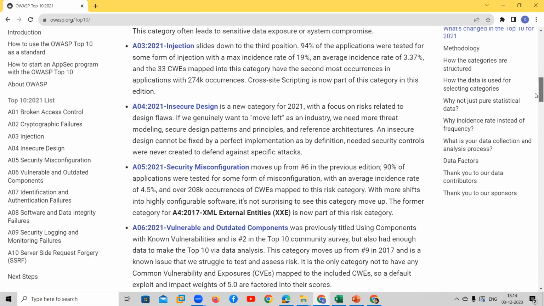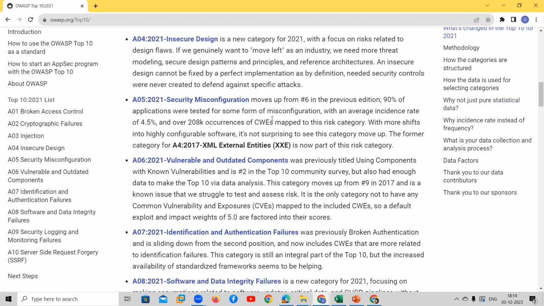Moving forward is security misconfiguration. Most of the vulnerabilities occur because of misconfiguration of the devices present in your network. For example, devices on their default password, not changed, can be easily attacked.